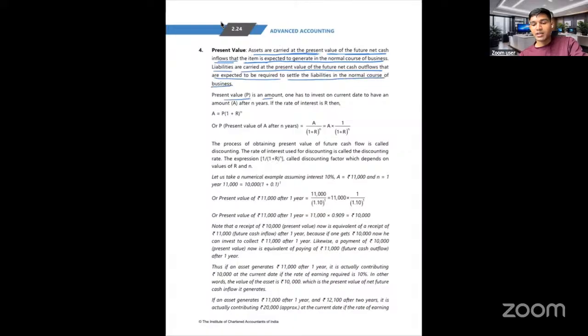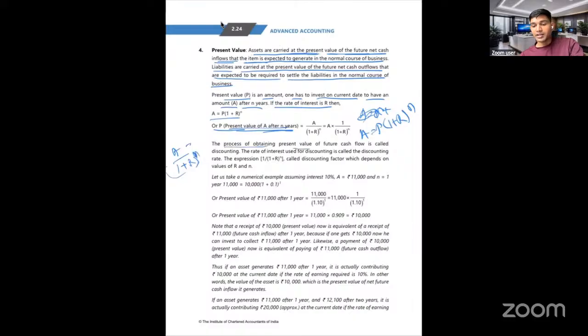Present value P is the amount one has to invest on a current date to have an amount E after n years. If the rate of interest is R, then A is equal to P into (1 plus R) raised to the power n. And P, the present value of E after n years, will be E divided by (1 plus R) raised to the power n.